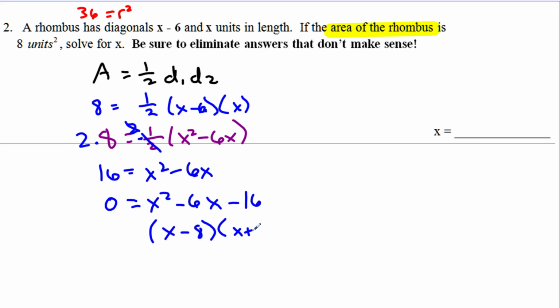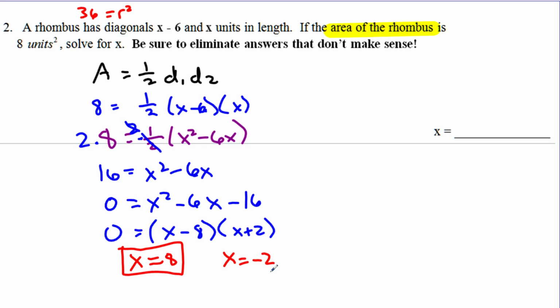and positive 2. Okay? And so when I set x minus 8 equals 0, I get an answer of 8. And when I set x plus 2 equal to 0, I get an answer of negative 2. Right? And again, I'm going to look at these and say 8's fine, because when I plug in an 8 right here, I'm saying that one of the lengths of the diagonals is 8 minus 6, which is 2. And when I plug in the 8 here, that one's 8. So that's good. I like the 8, and I'm going to keep that one.